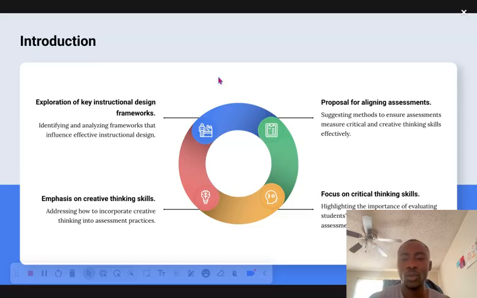First of all, we need to explore the key instructional design framework, that is, identifying and analyzing the frameworks that influence effective instructional design. Then we look at a proposal of aligning assessment, or suggesting methods to ensure the assessment methods measure critical thinking skills. We also emphasize creativity, to incorporate creative thinking assessment in our practices. And last but not least, we focus on critical thinking skills, highlighting the importance of evaluation of our students.